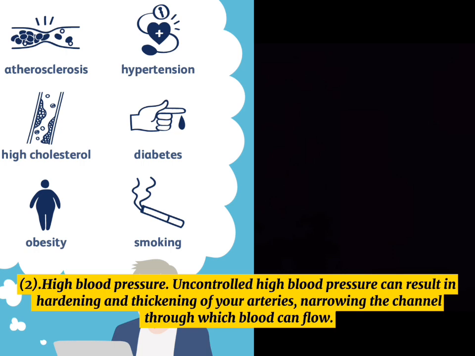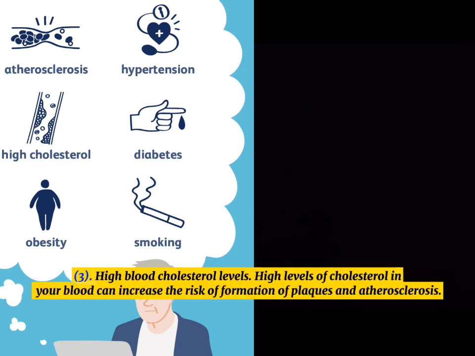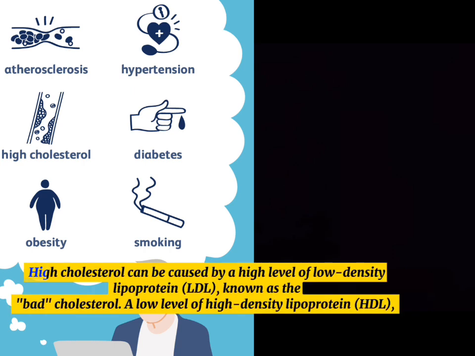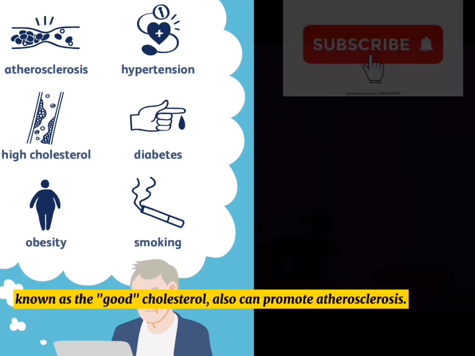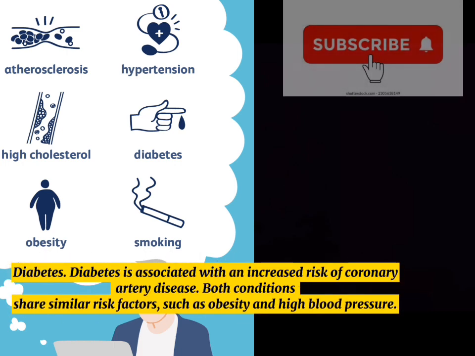Two, high blood pressure. Uncontrolled high blood pressure can result in hardening and thickening of your arteries, narrowing the channel through which blood can flow. High blood cholesterol level. A high level of cholesterol in your blood can increase the risk for formation of plaques and arteriosclerosis. High cholesterol can be caused by a high level of low-density lipoproteins, known as bad cholesterol. A low level of high-density lipoproteins, also known as good cholesterol, can promote arteriosclerosis.